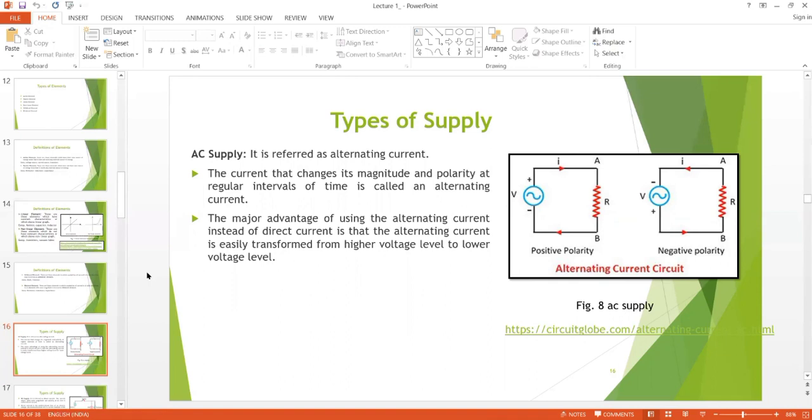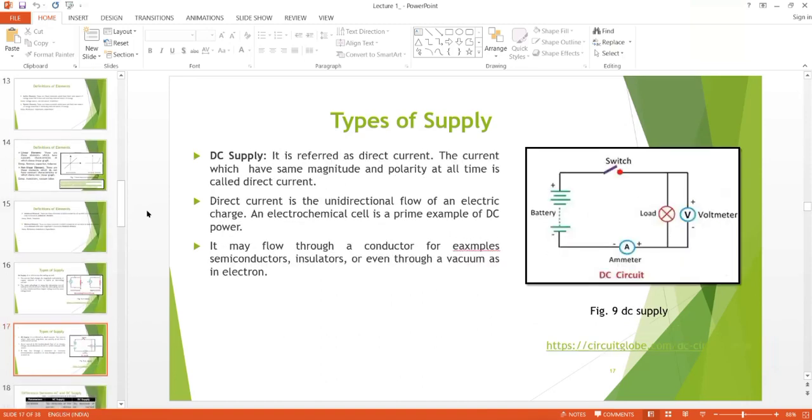When I say clockwise and anti-clockwise, you need to remember two more things. Clockwise rotation is basically of a generator; when it is anti-clockwise, it's a motor. You will study this in a machine video, but right now it's just a little concept. In alternating current, the polarity changes at regular intervals of time. Now for the DC supply, we have a battery.